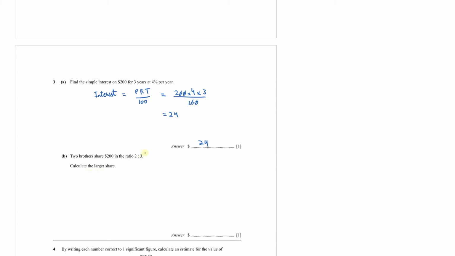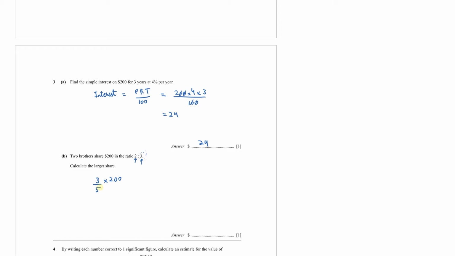Calculate the larger share. So obviously this 3 would be the larger share. So if there are 5 total parts, they are divided between the two brothers. One brother gets 2 parts, the other brother gets 3 parts. So 3 out of the 5 is the largest share, and we are looking for 3 by 5 of $200, which is the total amount that is shared between the two brothers.